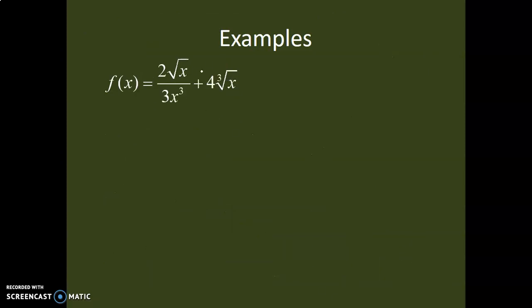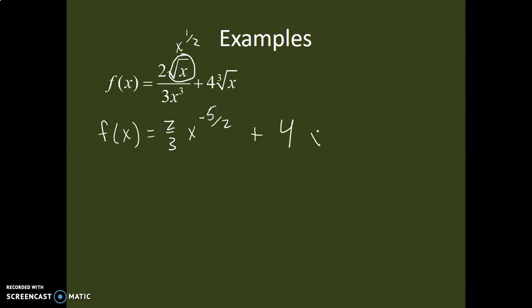All right, another example, a little bit more complicated. So let's rewrite it first. We don't want to take the derivative until we've gotten rid of fractions, gotten rid of the roots. So I'm going to rewrite this as 2/3. This is really x to the 1/2. So x to the 1/2 over x to the 3rd, you can subtract it. 1/2 minus 3 would be -2.5 or -5/2. And then 4 times the cube root of x would be 4x to the 1/3 power.